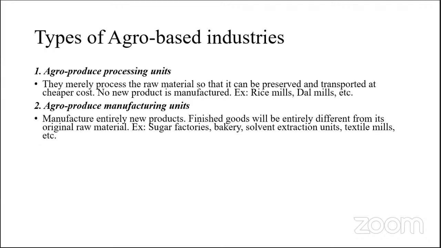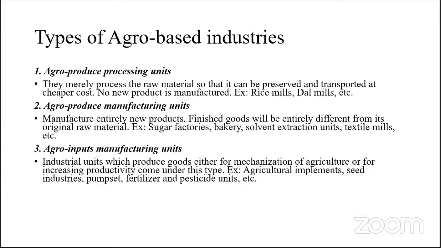The second thing is agro-produce manufacturing units. This is nothing but manufacturing of new products, like sugar factories and bakeries. For example, sugar cane is the raw material sent to the industries, and from that sugar cane we get jaggery or sugar. This is an example of agro-produce manufacturing units. Sugar cane is an agriculture product, and from that product we get a completely altered end product.